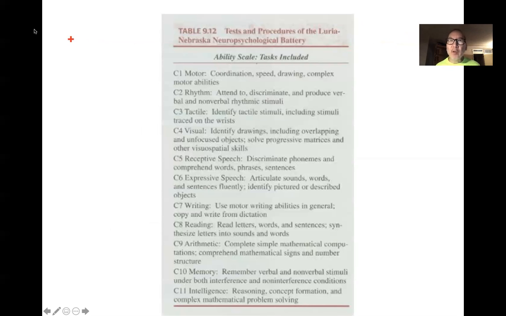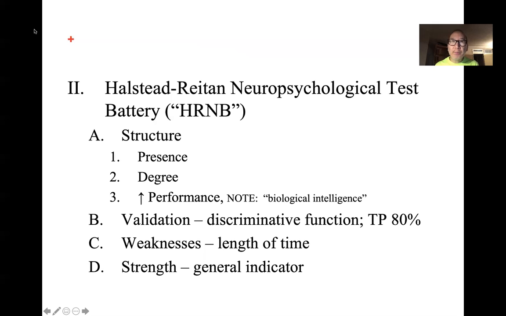And here are a number of the tests that make up the Luria: the test for motor coordination, rhythm perception, tactile sense perception. So you can see it's getting at a number of sensory perceptual functions. Expressive speech, here's a lot of the verbal stuff we spoke about, writing, reading, math ability, and so on. Yeah, so we had about 11 subtests there.